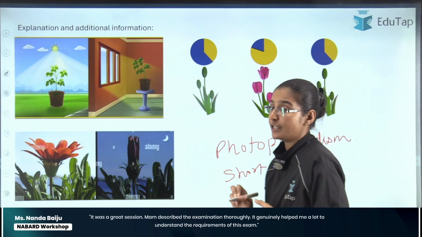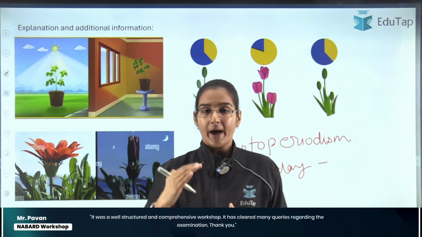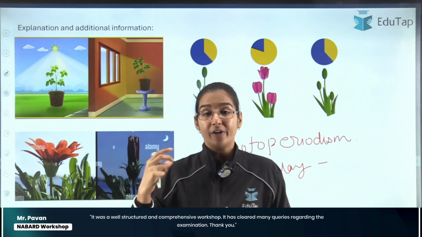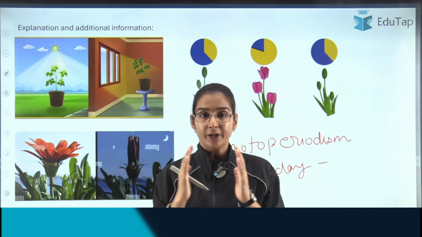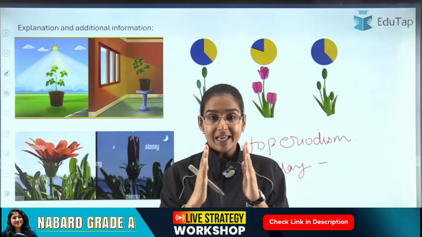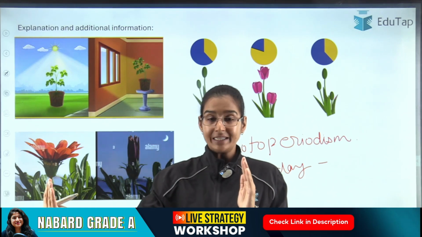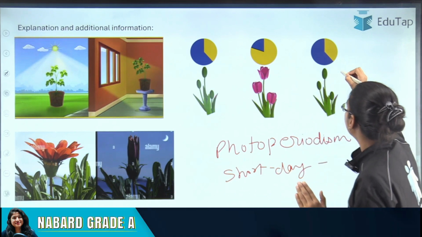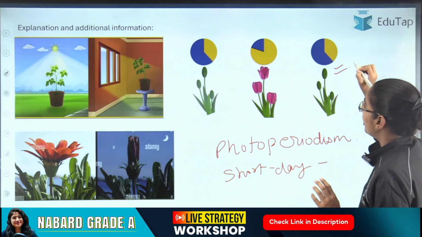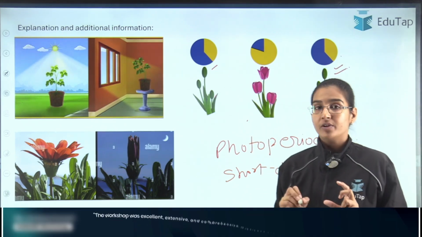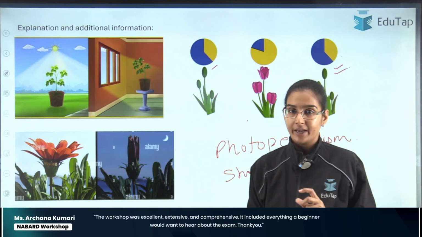Short day plants are essentially those plants which require a short light period for flowering, or they flower in the period when the light duration, or the time of day, is less as compared to the time of night, right? So as you can see here in this part, if a flower is blooming in this scenario, then we will call it a short day plant.